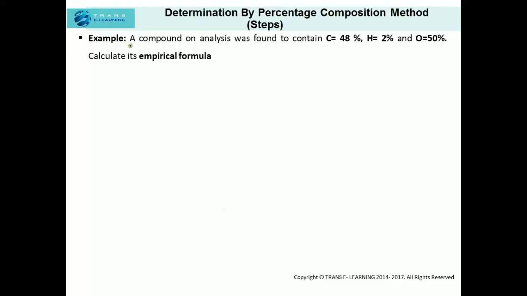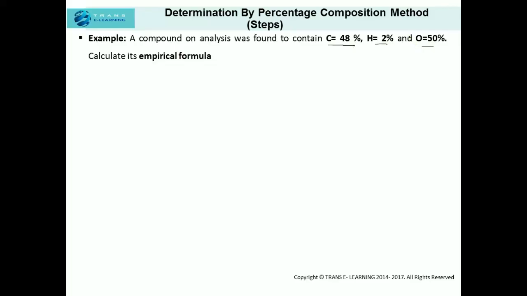Let's start with the steps for determination by the percentage composition method. Let us consider one example. The example is: a compound on analysis was found to contain carbon 48%, hydrogen 2%, and oxygen 50%. Calculate its empirical formula. We will be calculating the empirical formula using the steps.